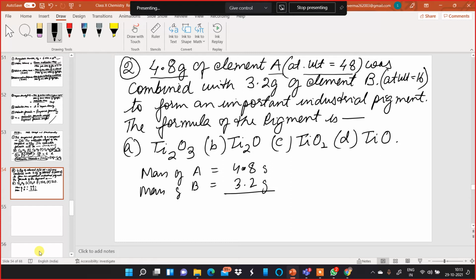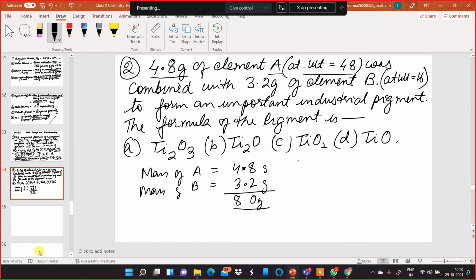Now mass of A is 4.8 gram. Mass of B, I'm not talking about the atomic weight. I'm talking about the masses given in the actual compound AB. Now mass of B is 3.2 grams. So what is the total mass? 8.0 gram. Okay, wonderful.